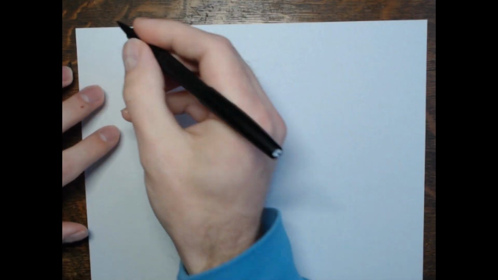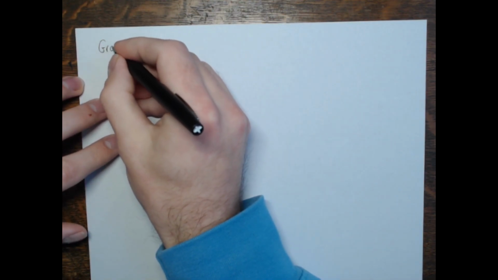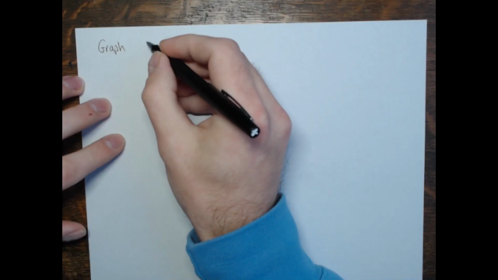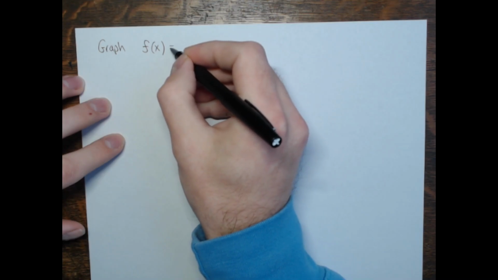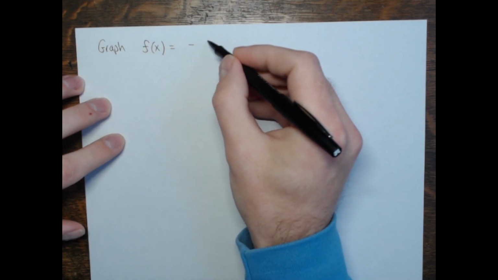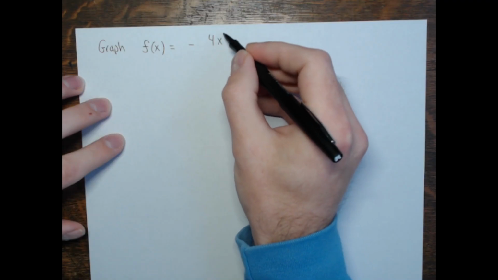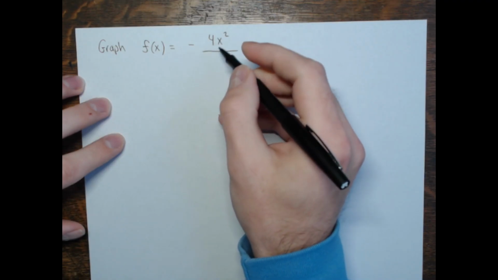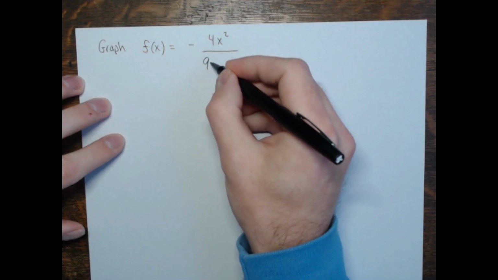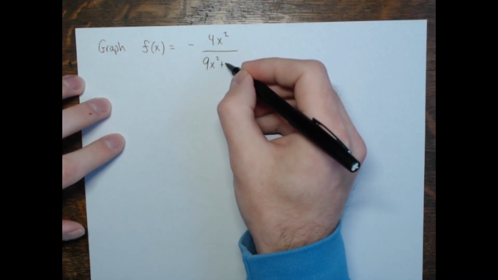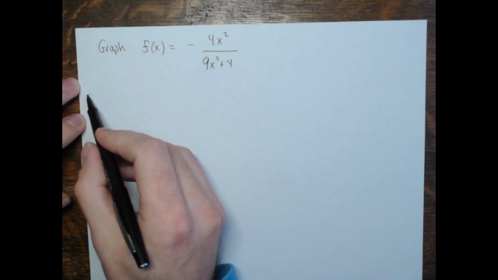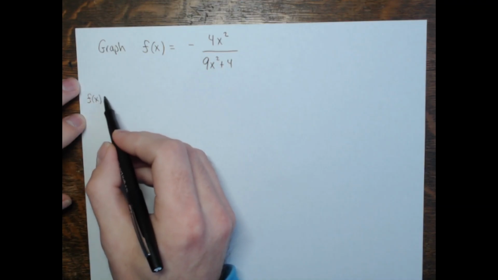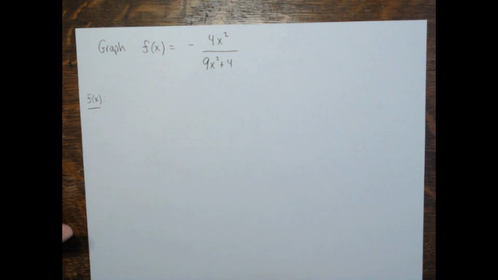All right, so we're asked to make a sketch of this by hand. Now the function is f of x equals negative 4x squared divided by 9x squared plus 4. So first we're at the f level. So I start with just f.